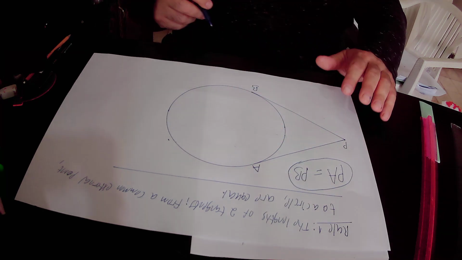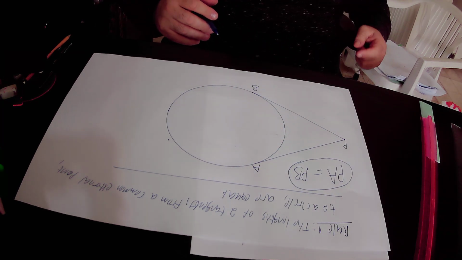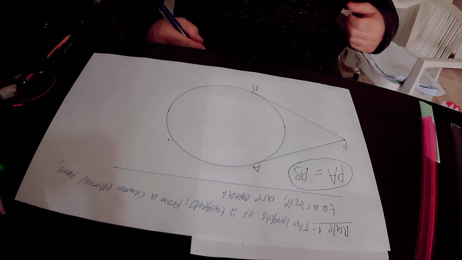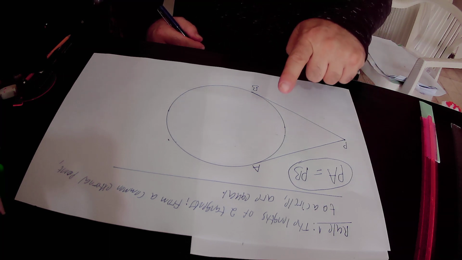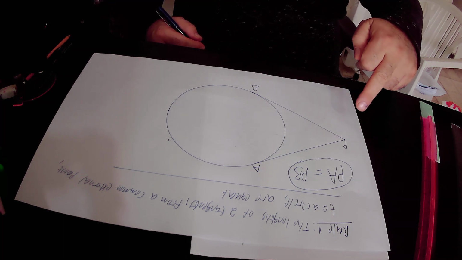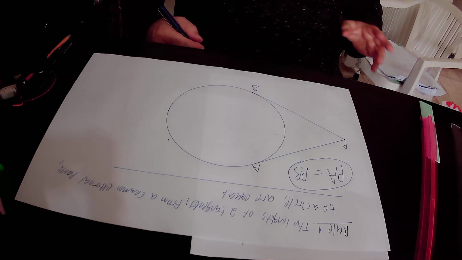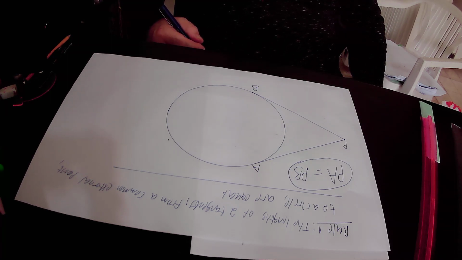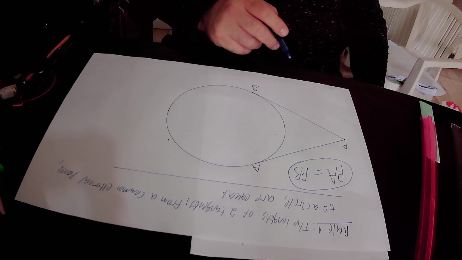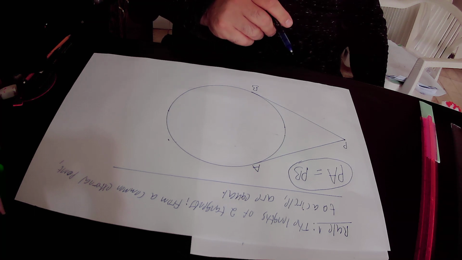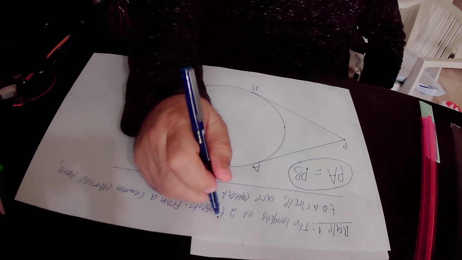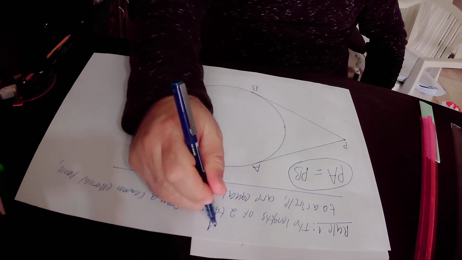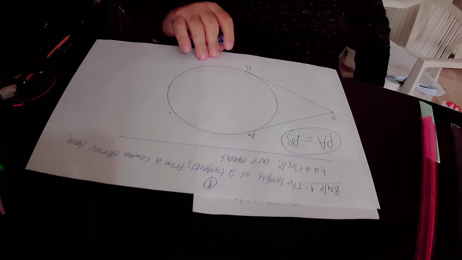I repeat again, the lengths of two tangents, PA and PB, from a common external point P to a circle, to points A and B, are equal. So whenever you draw two tangents to a circle from a common external point, like in this drawing, the lengths of the two tangents will be equal to each other. In this case, PA equals PB. Okay, so we can actually implement rule number 1 in our drawing.